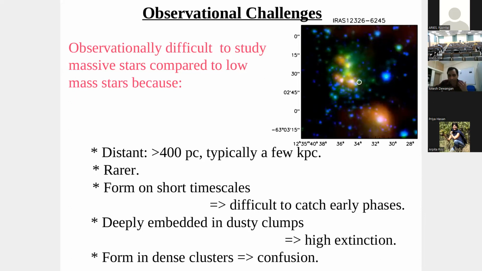Then these sources are deeply embedded in their dusty clumps, so they suffer high extinction. Extinction is the absorption and scattering of light by the dust, and these regions are deeply embedded in dense clusters. When you have a massive star, you find a cluster of low mass stars surrounding this massive star. So you have confusion in pinpointing which is your massive star. So these are the observational challenges.